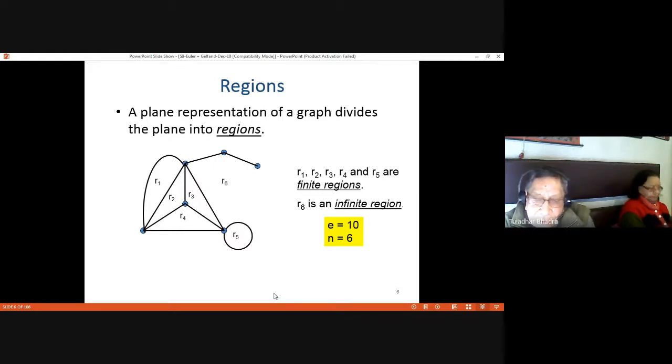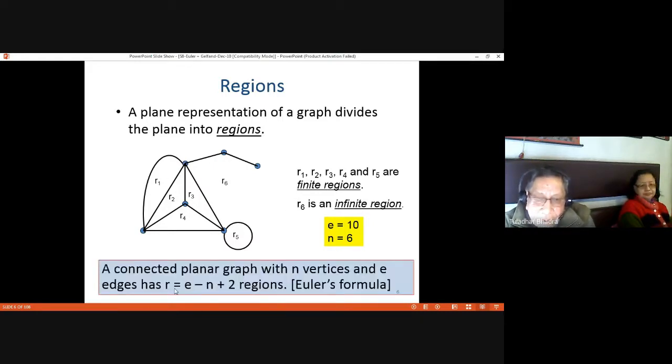So the number of regions in a connected planar graph with n vertices and e edges will be R = e - n + 2. So e is equal to 10, minus 6, plus 2 will give us again 6 regions. Okay, so you see, when you have such extraordinary mathematics, they can use the same formula in different parts or different sectors or different chapters of mathematics. So that is the genius, we call it genius mathematics for that reason.